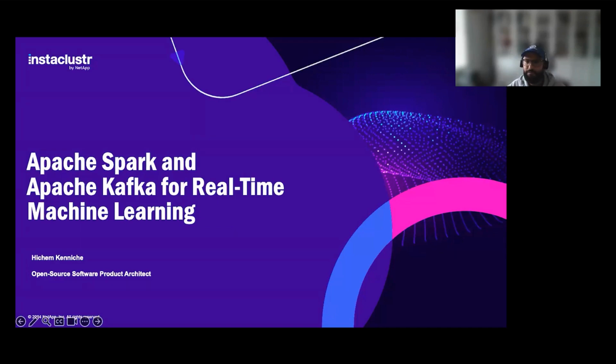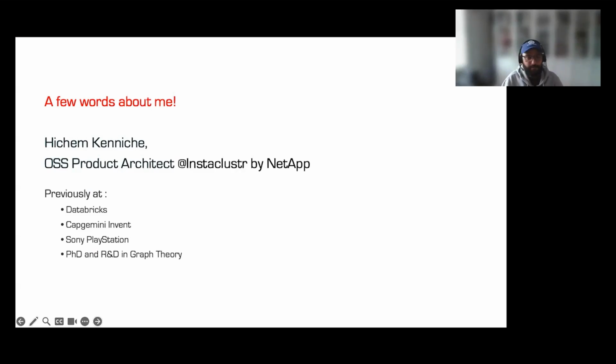I'd like to take you through today Apache Spark and Kafka and how we can combine these two frameworks to get a building block for a real-time machine learning platform. I'm Isham Kanish, OSS Product Architect with Instaclustr by NetApp. I have had different roles in the data industry, so I'm talking today as a practitioner.